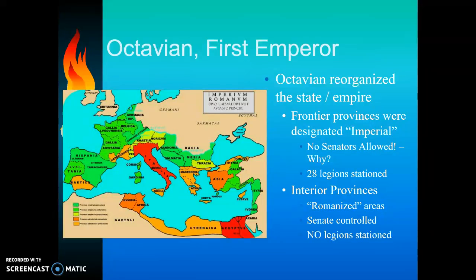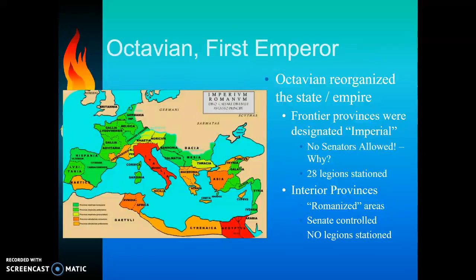Why, you might ask? Well, because that's where all 28 of the legions were stationed. You can think of Rome at this time as an egg. The egg shell were the 28 legions that were stationed along the borders, protecting it from external attack. If you got through that, it was all soft and mushy in the middle.